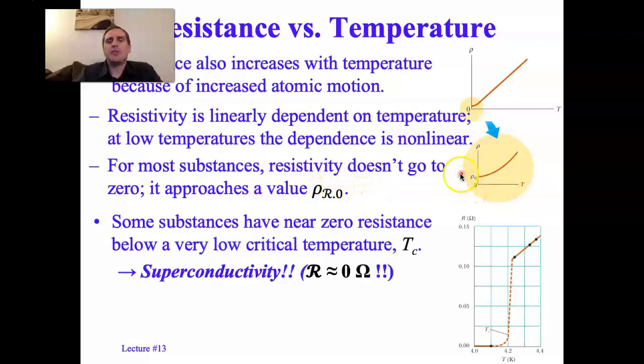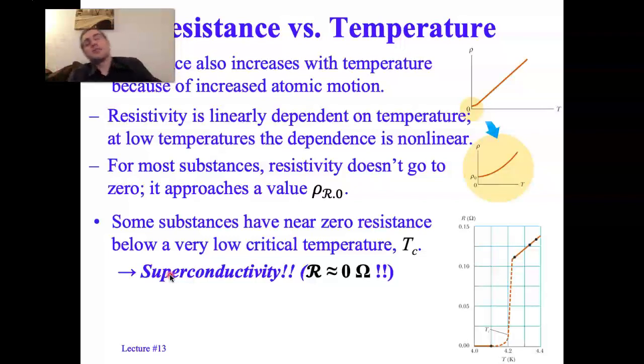Well, here's what's interesting about some substances, though. They have nearly, not exactly, but very nearly 0 resistance at very low temperatures. So at very low, say, critical temperatures, T critical. And if the resistance is approximately 0 ohms, we give this a very special name, and that's called superconductivity.